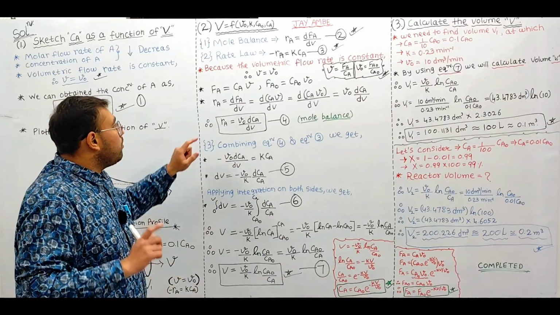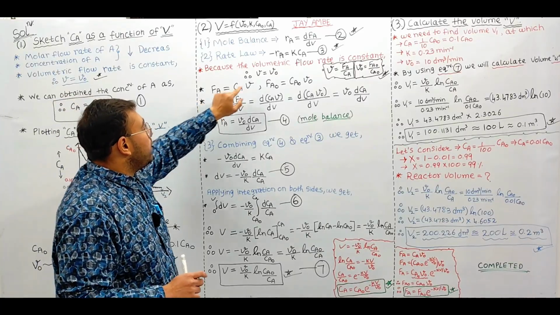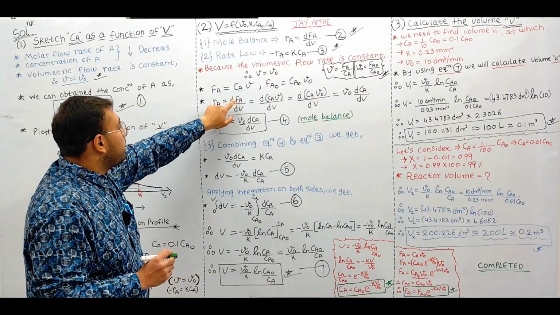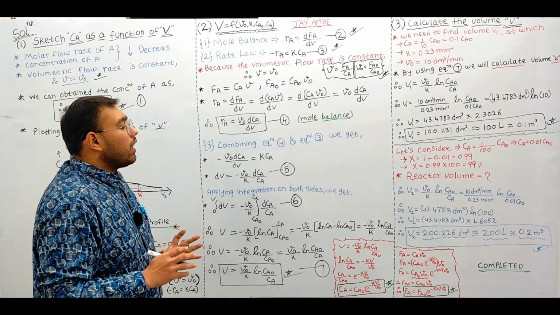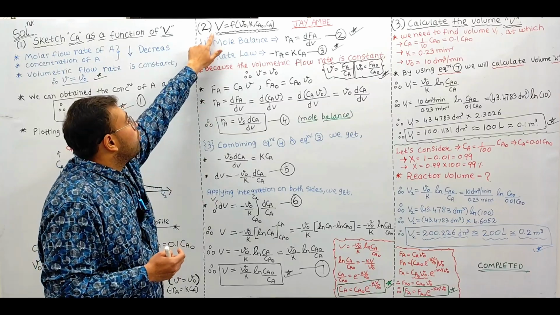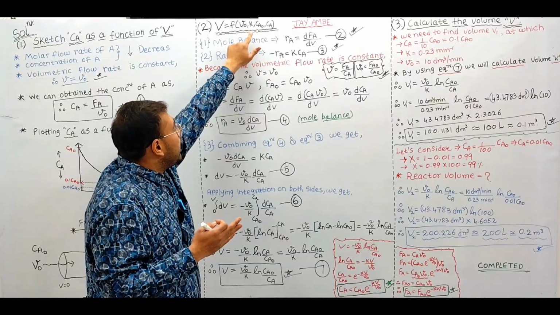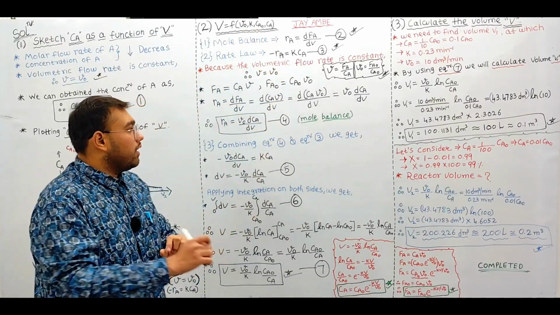First of all, we need to write the mole balance equation. So we write Ra is equal to dFA by dV, right? Ra is equal to dFA by dV. Now we need to derive a relation which relates volume with the volumetric flow rate nu naught, rate constant K, initial concentration CA naught, and final concentration CA, right?